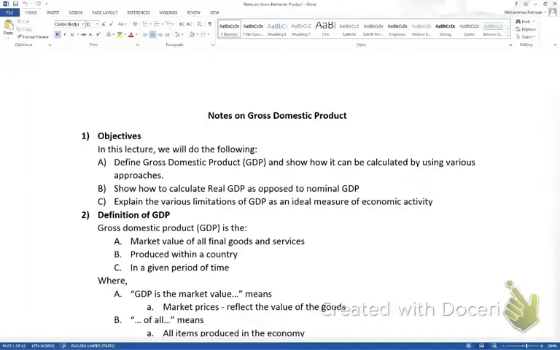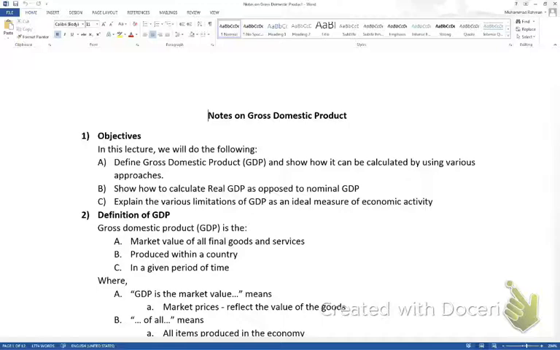Hello everyone, welcome back. Today we are going to look at this topic about gross domestic product. I'm going to divide my lecture on gross domestic product into two parts. So I'm just starting part one of this lecture.